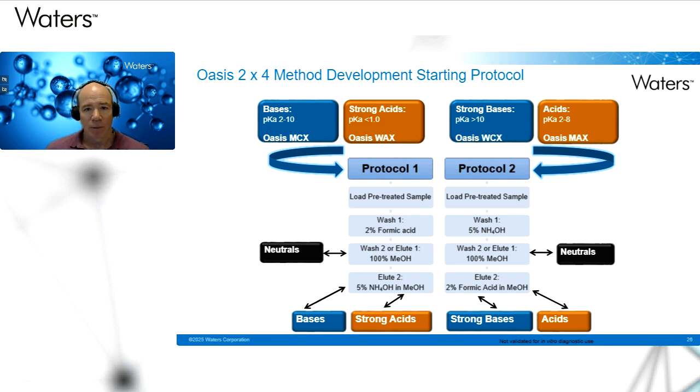The second protocol, again, we're loading a sample. In this case, we're washing with an alkaline solution. Again, for the same reason, we want to get all the charged species in the correct state for full ion exchange binding. The second wash is the same, 100% methanol. And then we do an elution, again in a high organic. In this case, we're using an acidic solution, 2% formic acid, to turn off those ion exchangers and allow the reverse phase to take over so we can elute the compounds.